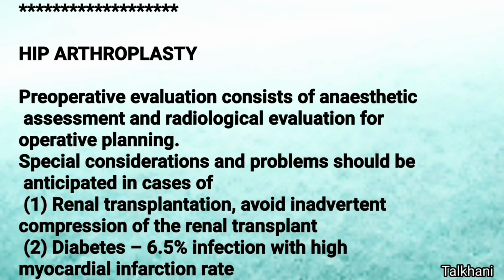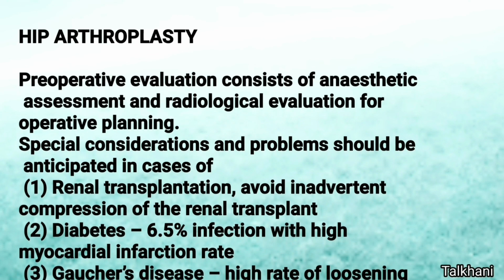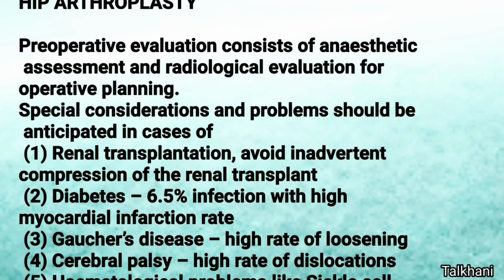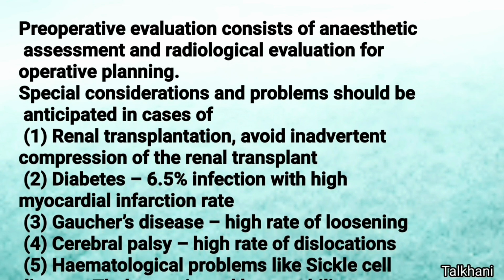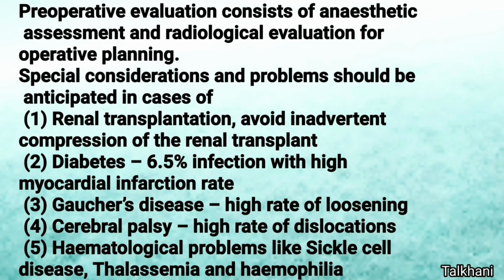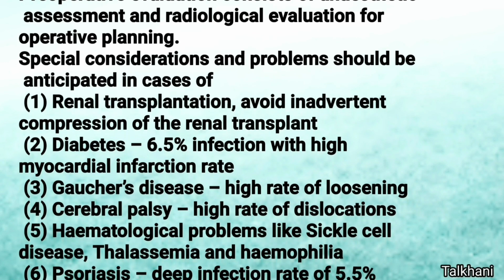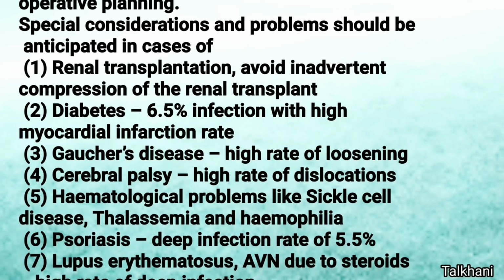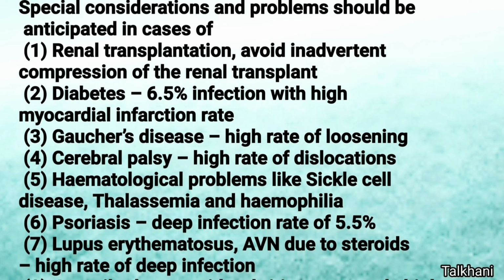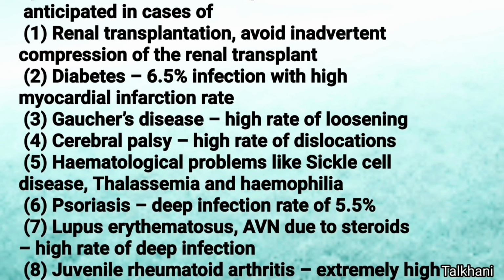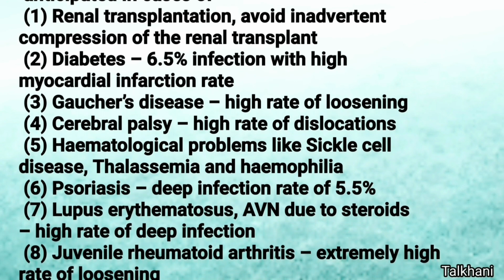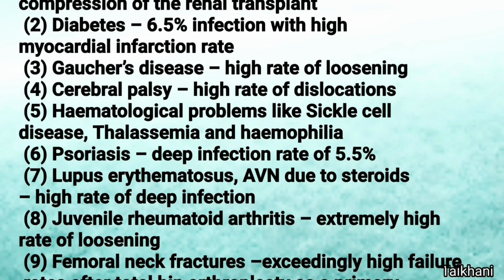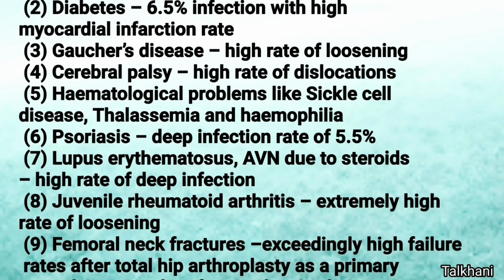Gaucher's disease has high rate of loosening. Cerebral palsy has high rate of dislocations. Hematological problems like sickle cell disease, thalassemia and hemophilia will need special considerations for bleeding problems. Psoriasis has deep infection rate of 5.5% or around. Lupus erythematosus and AVN due to steroids have high rate of deep infection. Juvenile rheumatoid arthritis has extremely high rate of loosening.